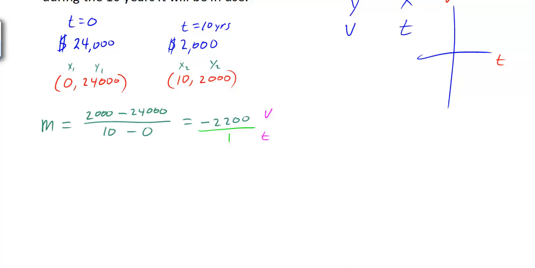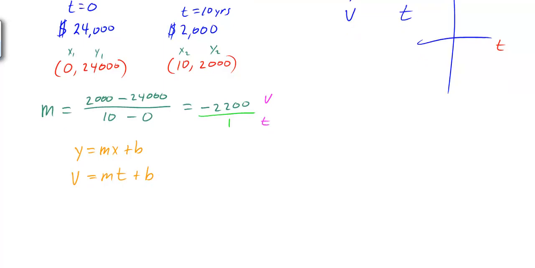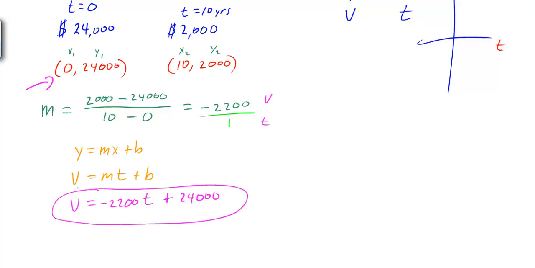So if we try to set up our equation now, we know that y equals mx plus b, or if we want to keep with the variables we have, then y is the value, equal to m times t, where t is our time, plus b, which is the y-intercept. So if we substitute in what we know, then V is equal to our slope times t, so negative 2,200 times t, plus our y-intercept. Well, now we're in luck because up here, our point 0, 24,000, gives us our y-intercept because our x-coordinate is 0. So we could just plug in 24,000. And here we have the equation that represents the value of this printer over the 10-year period.